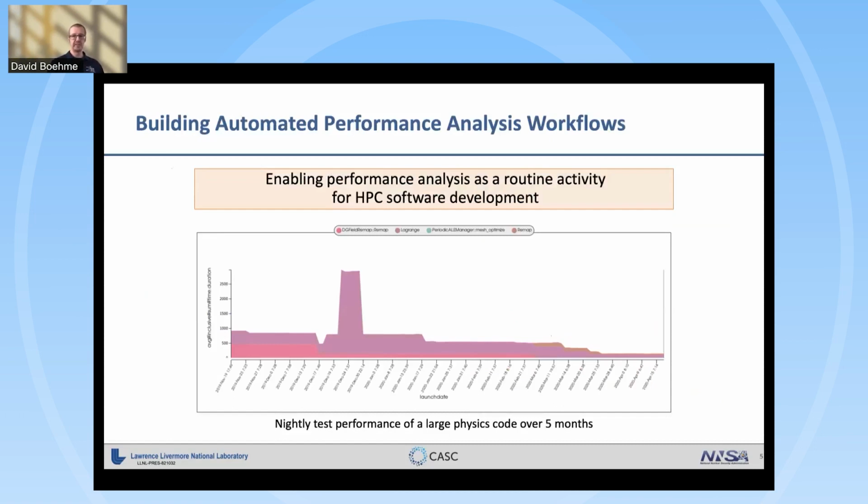So one of the goals we have is essentially enabling performance analysis as a routine activity in HPC software development. And we do this by automating a lot of steps. So we can integrate performance analysis into automated workflows like nightly testing. And we have done this with several Lawrence Livermore applications. So here you see an example with the nightly test performance of a LLNL physics code over a period of 5 months. And you can see that there were some performance regressions at some point, and then things get better as the developers improve the code.